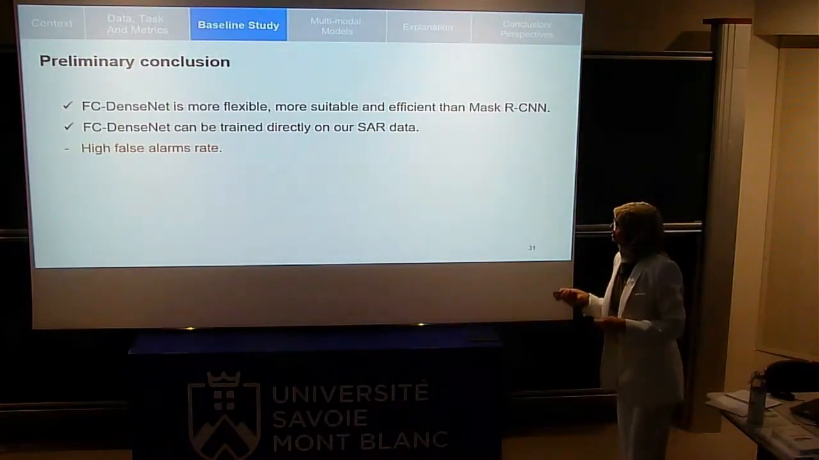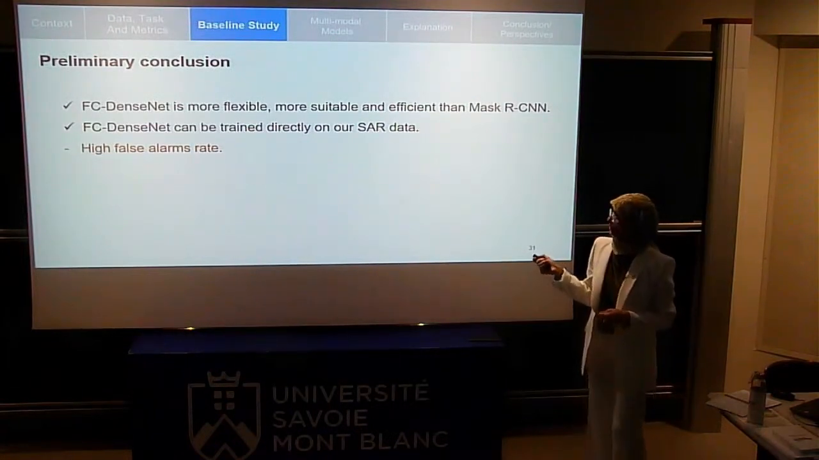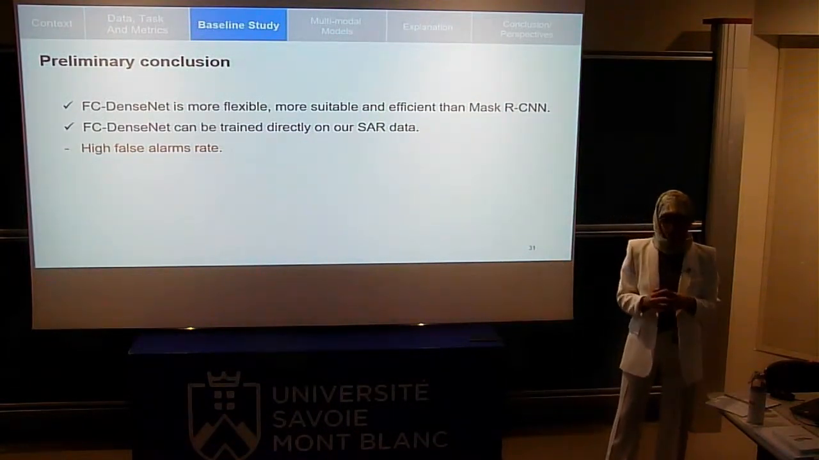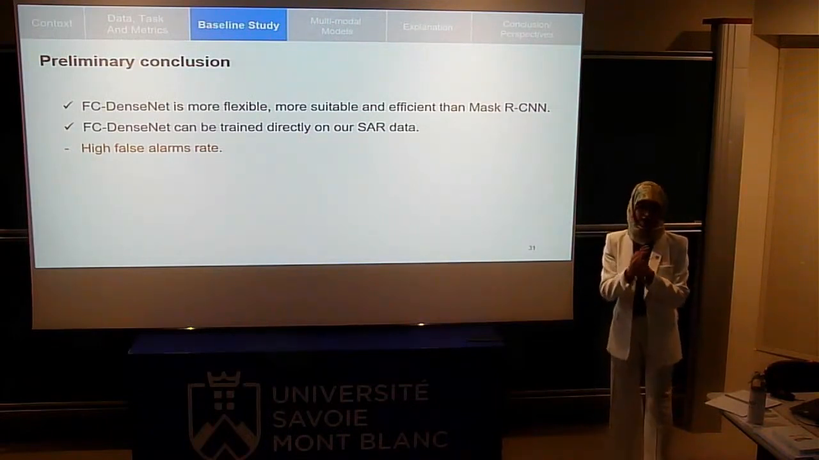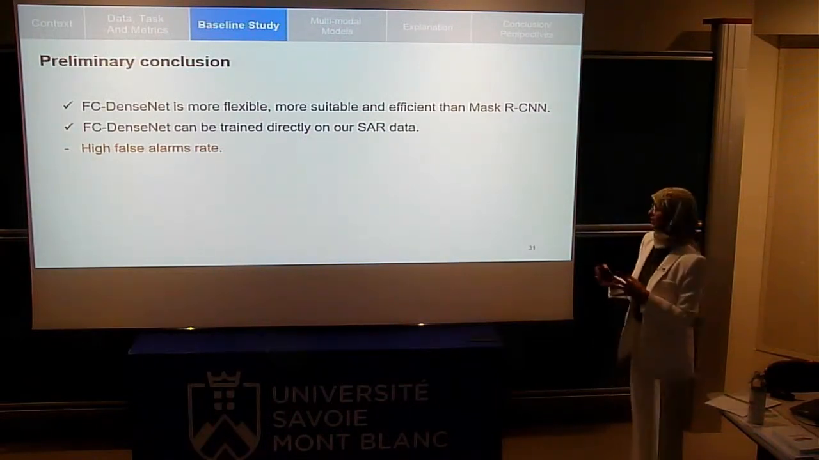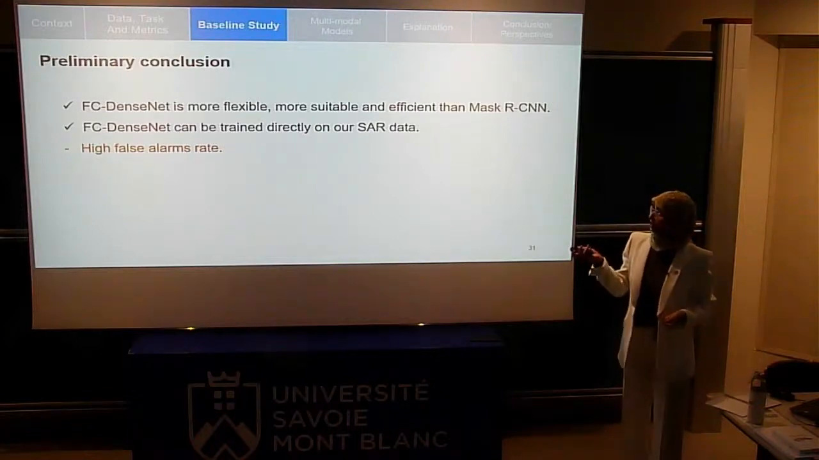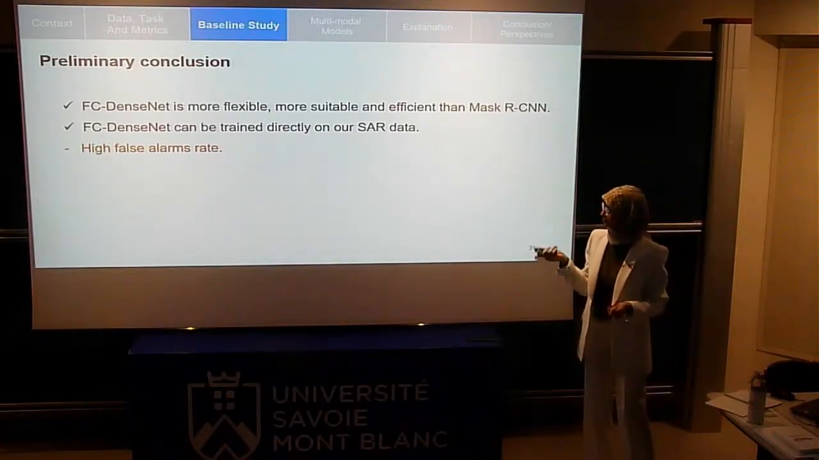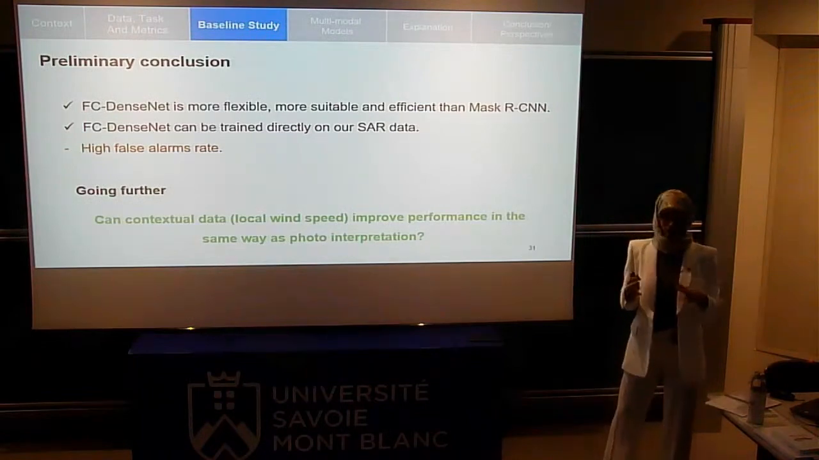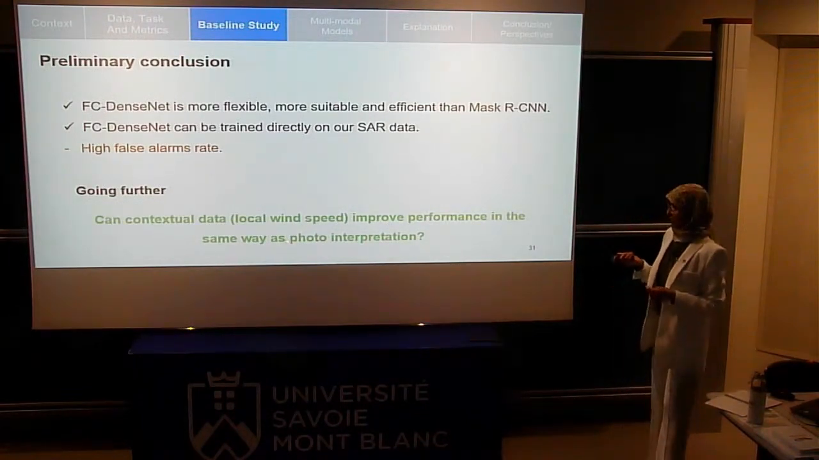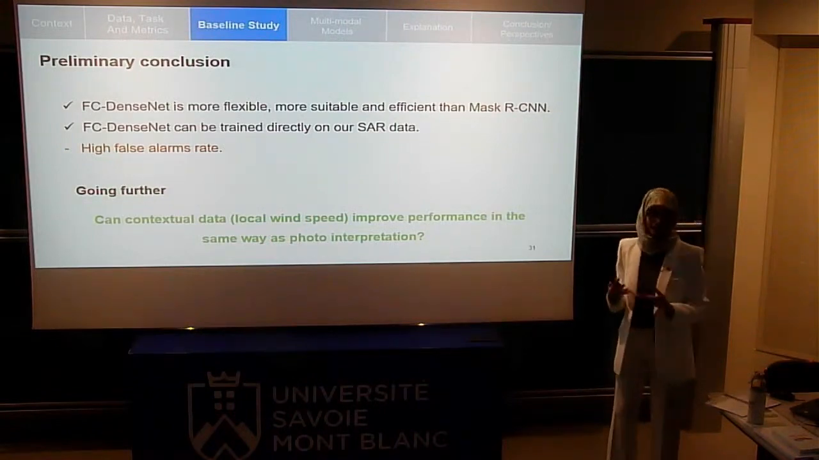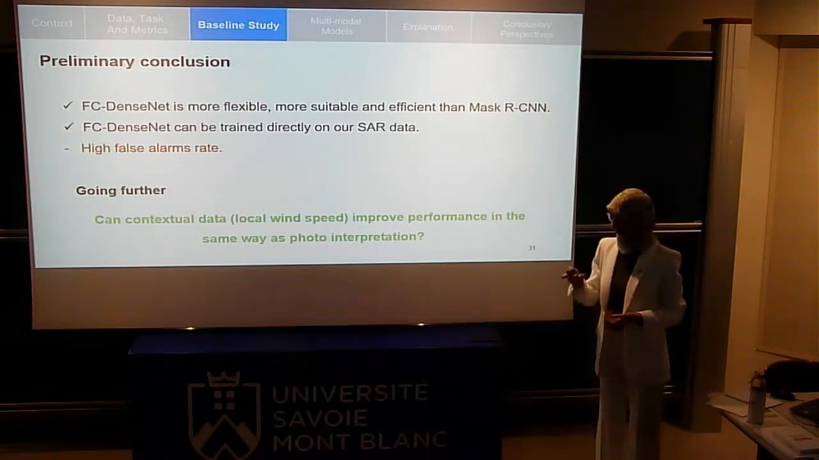So, a preliminary conclusion for the baseline comparison. We find that FCDenseNet is more flexible and more suitable for our case because it's trained directly on the data. We don't have a bias of transfer learning. But we find that we have high false alarms. So let's go further. How can we reduce these false alarms? Can the wind speed information help us as it's helping the photointerpreters in their process?